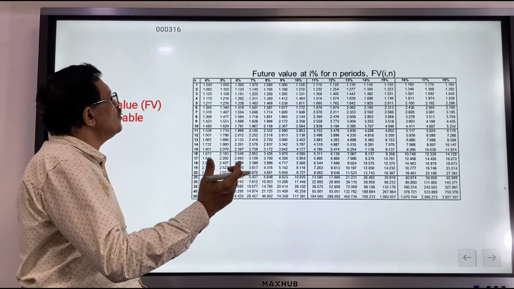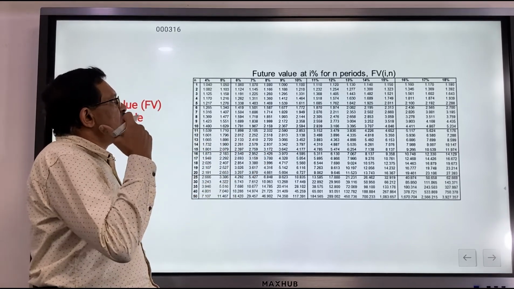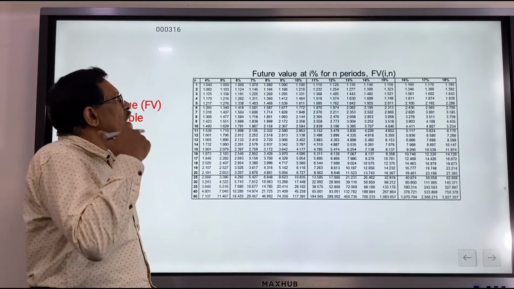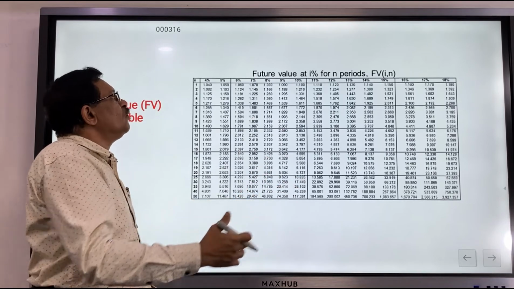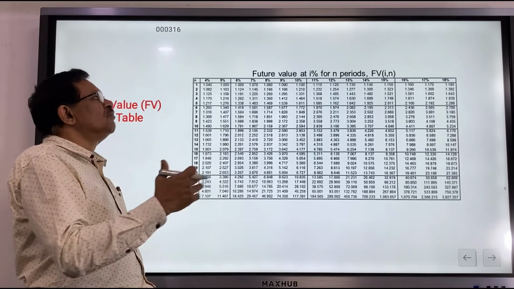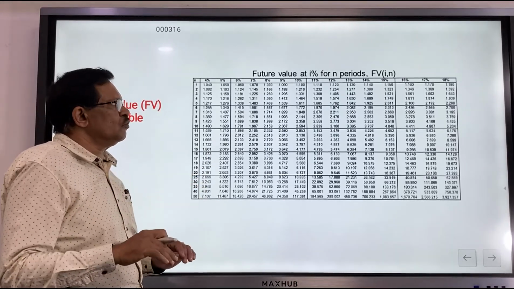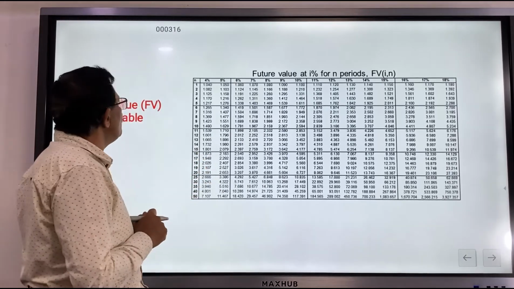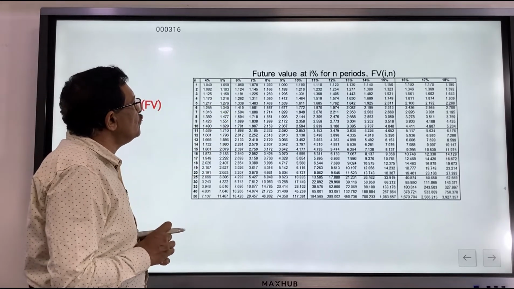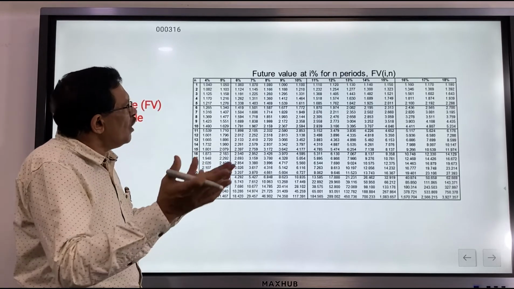There are different interest tables. We have future value interest tables, and we have present value interest tables, and not only that, we have some annuity tables. We'll understand all these tables slowly, and which table has to be used for what. Here I am taking this future value table for 1 rupee or $1.